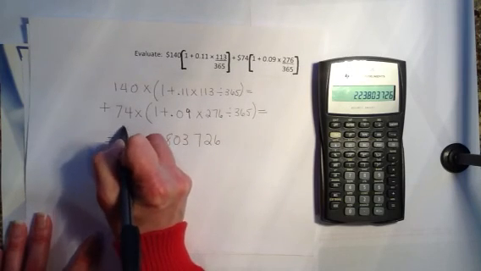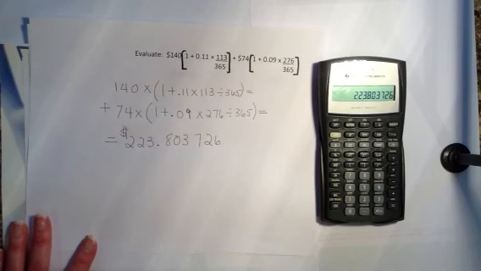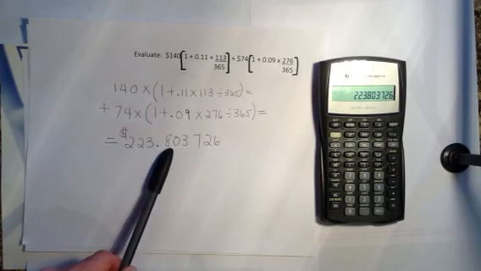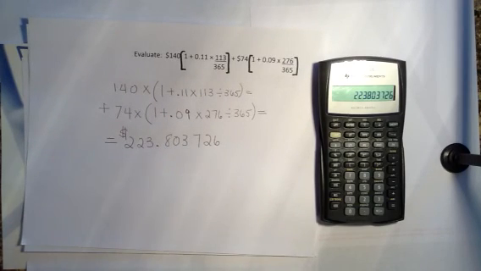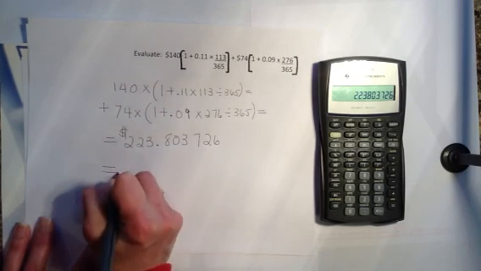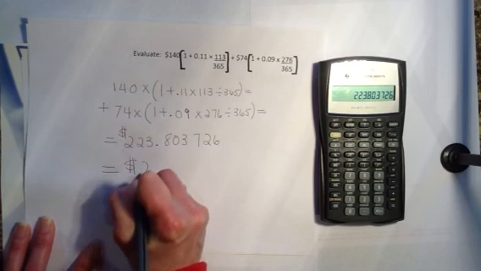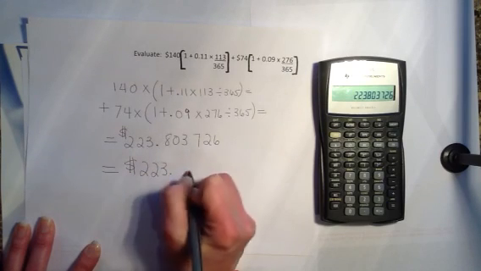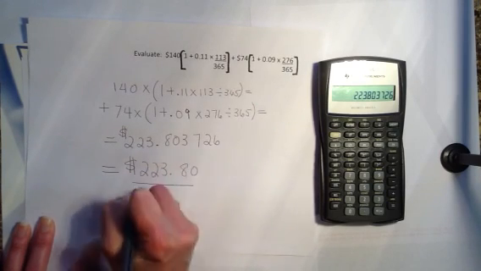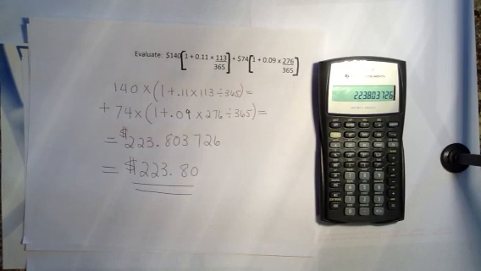Now you noticed here that each of these numbers in front of the brackets had a dollar sign, which means that your answer is in dollars. However, we don't normally speak in terms of 0.3726 cents, so we're going to round that to the nearest cent, which is going to give us $223.80, double underline to show that's our final answer.